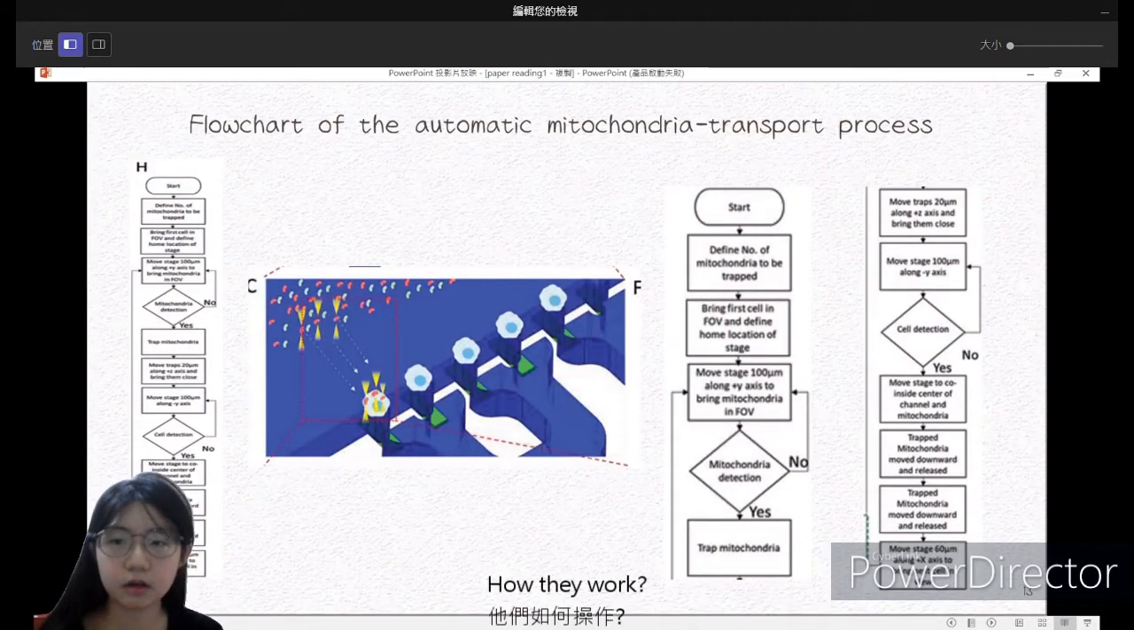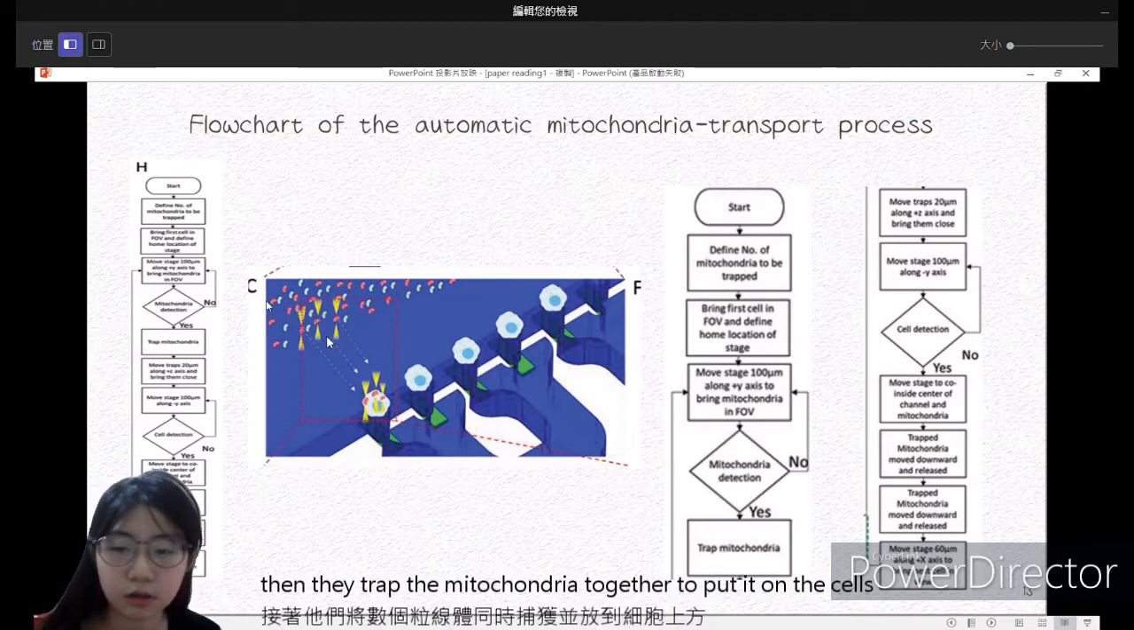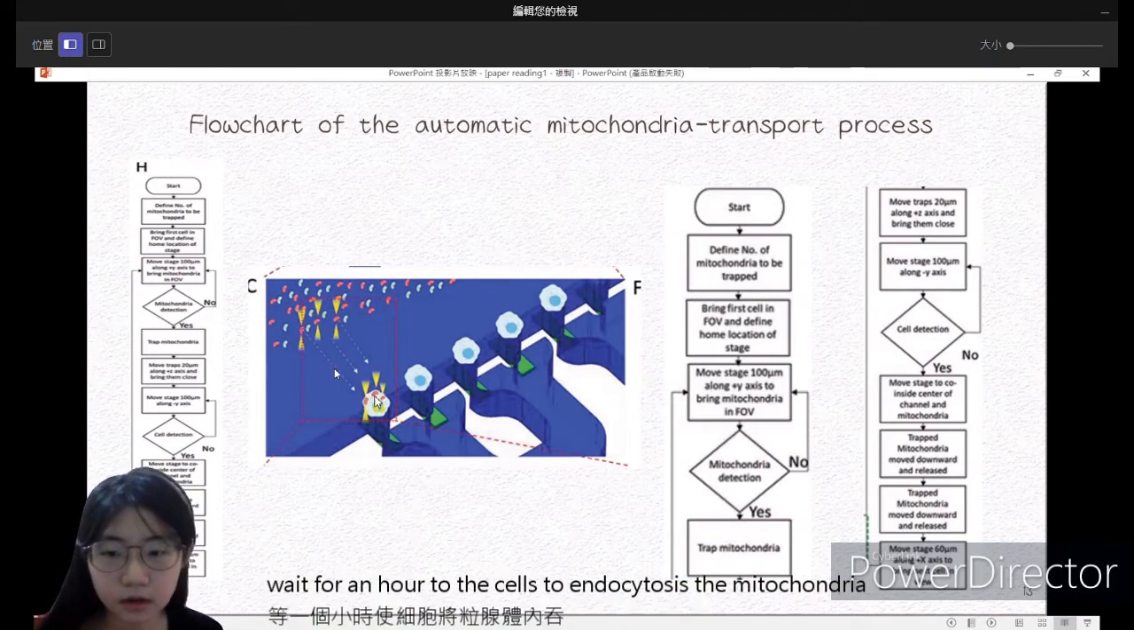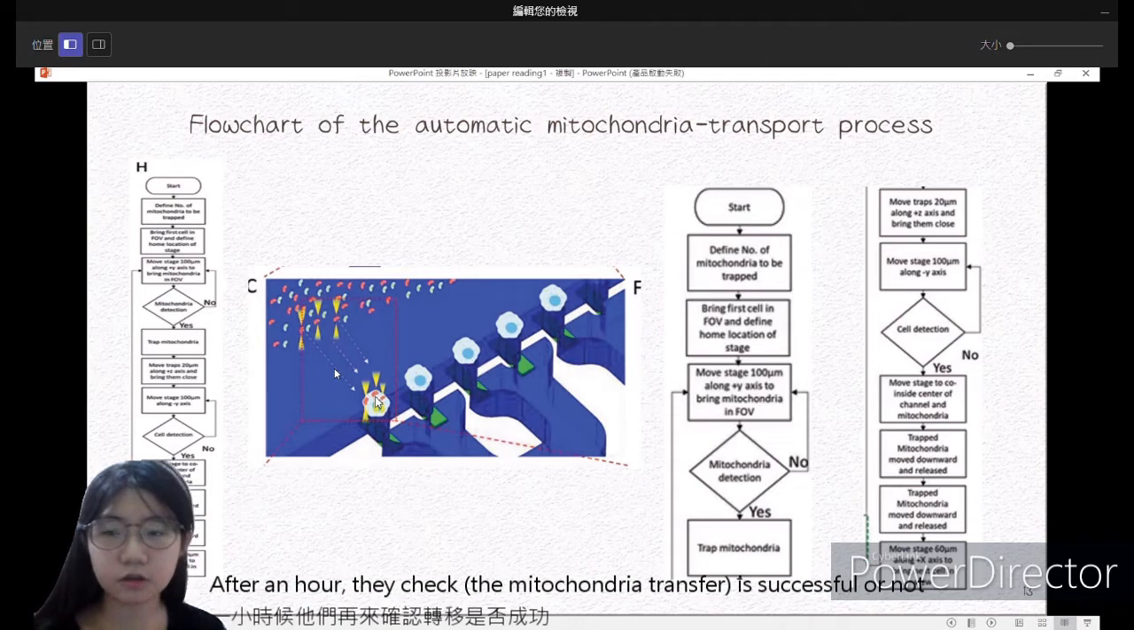And how do they work? First, they defined how many mitochondria they will trap. Then they trap the mitochondria together to put it on the cells. They pull over here and put it on the cells. After they put on the cells, they wait for an hour for the cell to endocytose the mitochondria. And after an hour, they will check if successful or not.